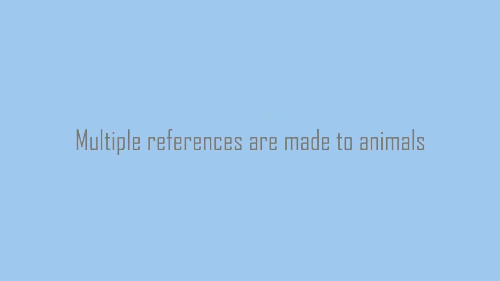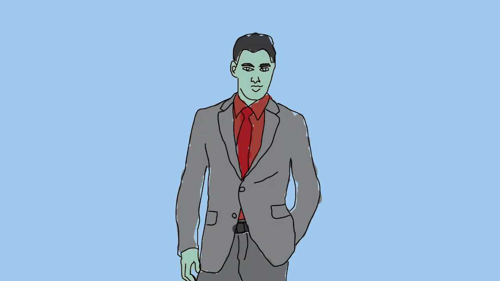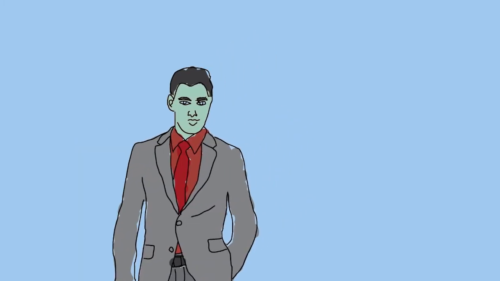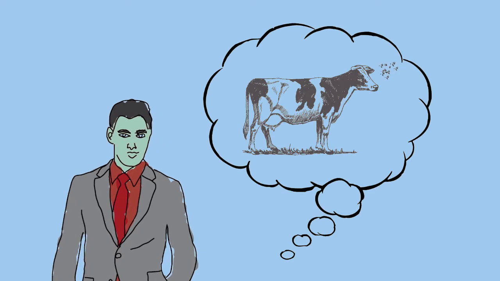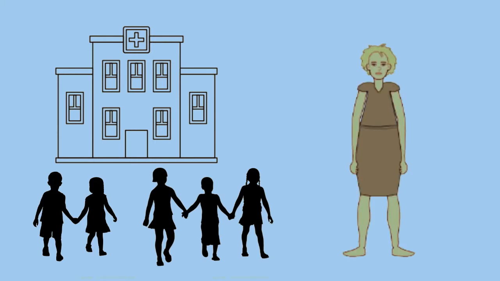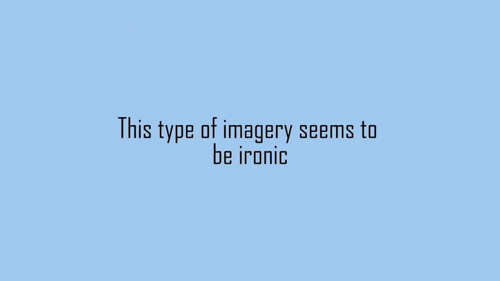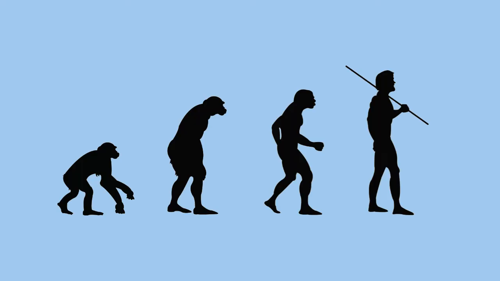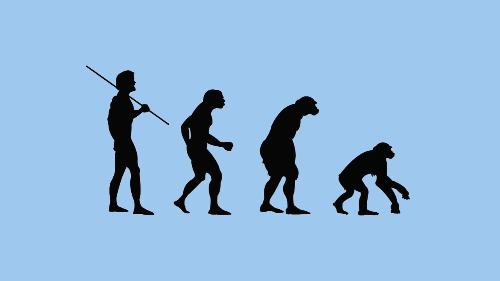In the first few chapters, multiple references are made to animals, such as when an alpha named Foster claims that any cow could merely hatch embryos, and at a hospital, a character sees delta children staring at a beta named Linda with the stupid curiosity of animals. This type of imagery seems to be ironic, as civilization should make humans appear as less primitive, but in Brave New World, they are becoming more like animals.